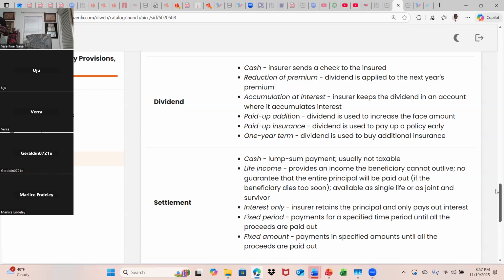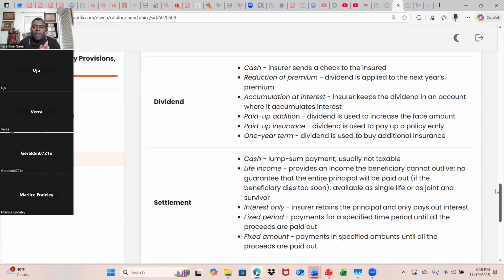Dividends are not taxed, interest is taxed. So there are different ways that they can pay you the dividends. They can pay you a cash dividend where the insurer sends you a check. They can use the dividends to reduce your premiums for the next year, reduction of premium. If they keep it in your account and they accumulate interest, you pay taxes on it.